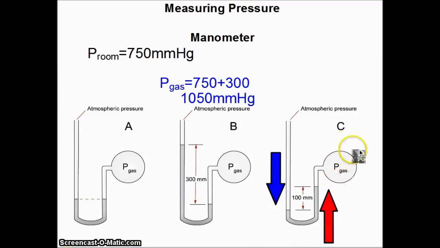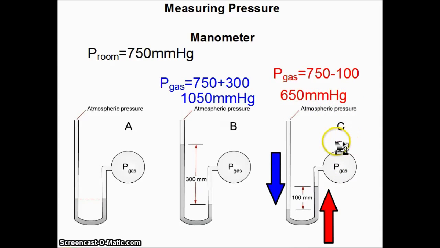So the gas inside of this flask is actually at a lower pressure than the gas inside the room. So we would subtract this difference here. We would have 750, that's the pressure of the room, minus this height, because that's how much further it can push it down. So we get 650 millimeters of mercury. Now that is going to be the pressure of this gas here.